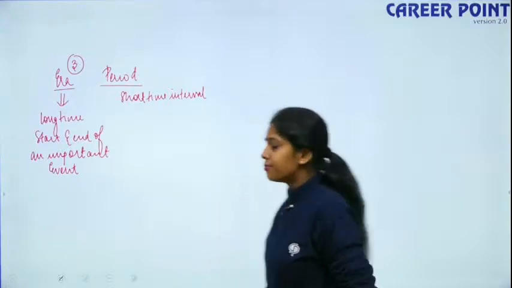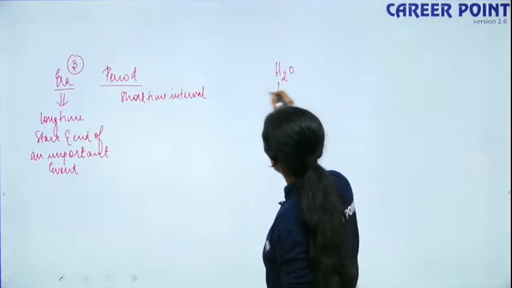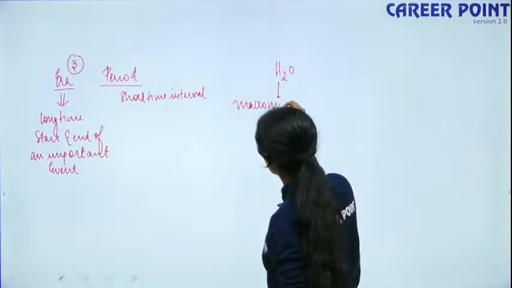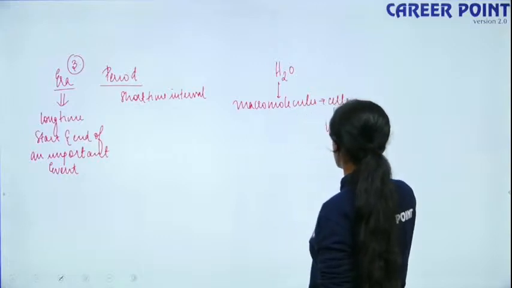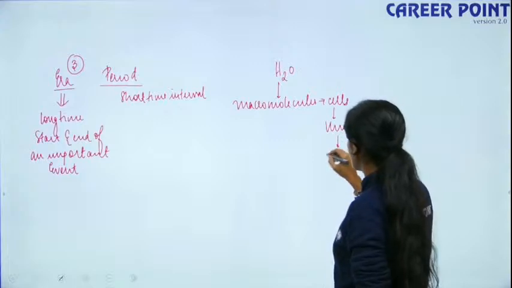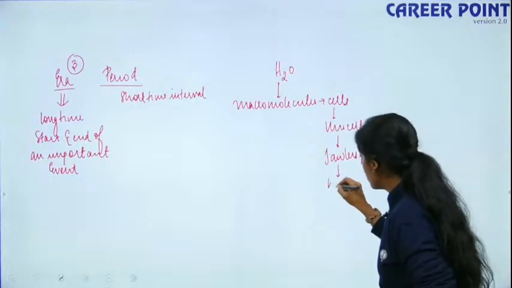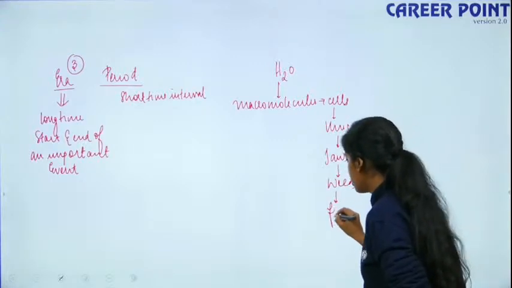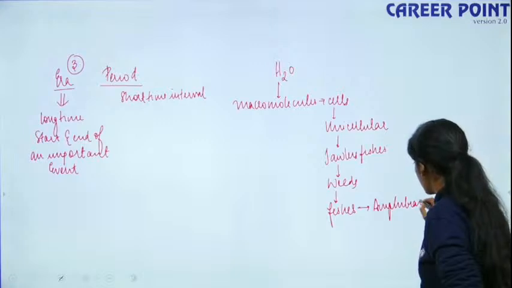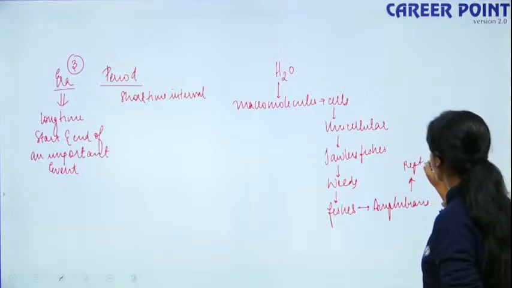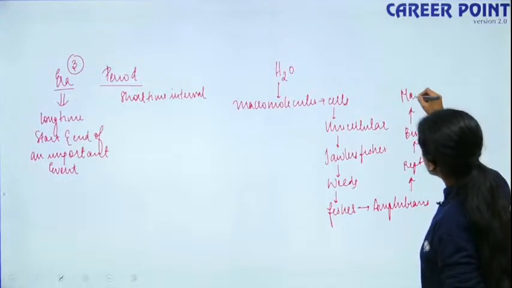Fine, so remember this. So we know the first life started in water, right? So life started from macromolecules, that is inorganic things. So then we had cells. So then we had unicellular organisms. So first we had jawless fishes. So we had weeds. Then we had other fishes. So slowly we had amphibians. So then we had reptiles. So then slowly we had birds. And then finally we had mammals.